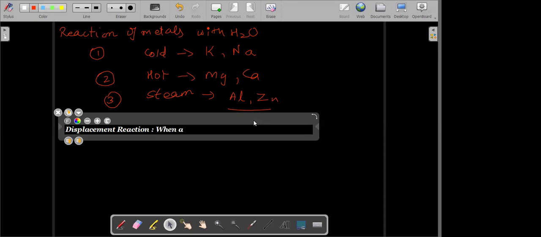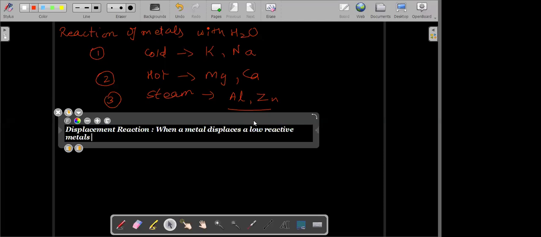So when a metal displaces a low reactive metal from its ion, from its salt solution, we call it a displacement reaction.